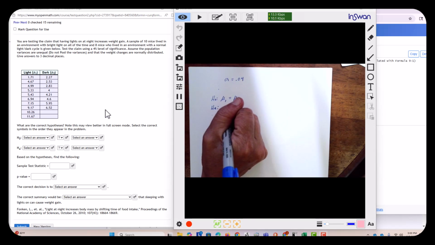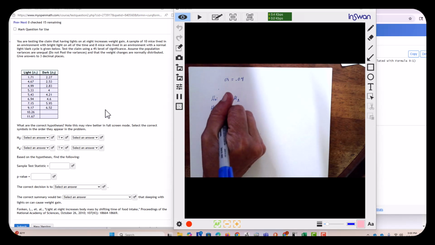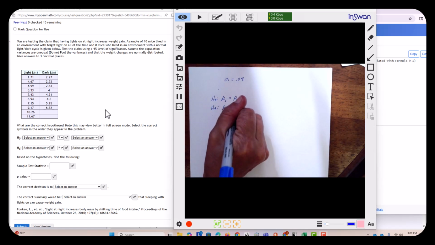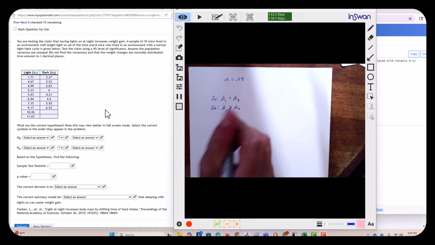you're testing the claim that having lights on at night increases weight gain. So you would think that your mu sub 1 is going to be greater than mu sub 2. And that's your claim. It increases the weight. Okay.